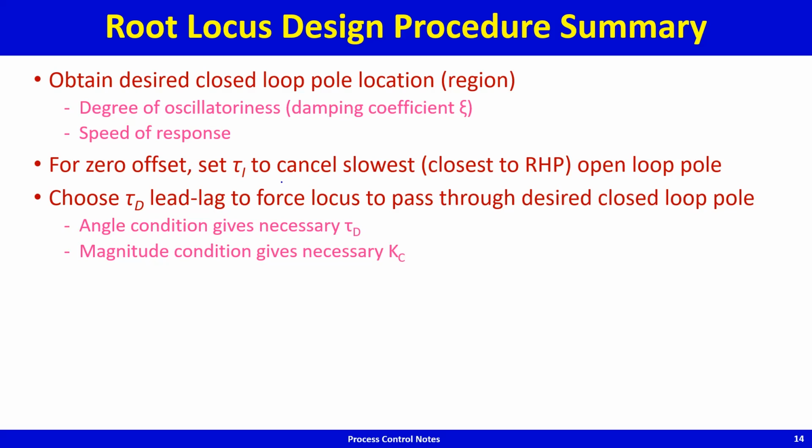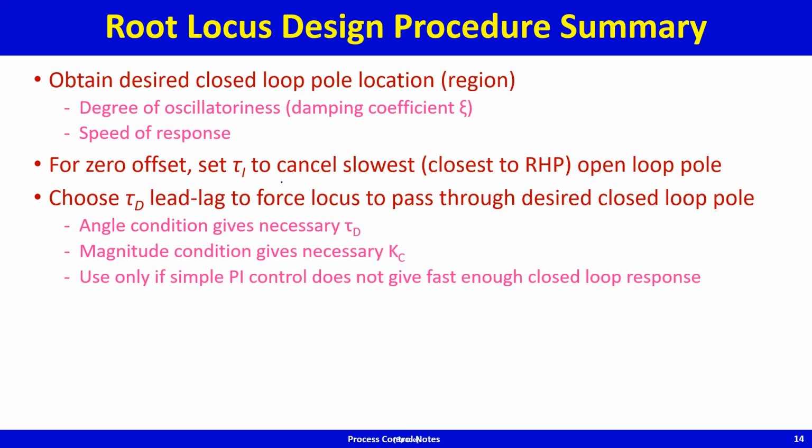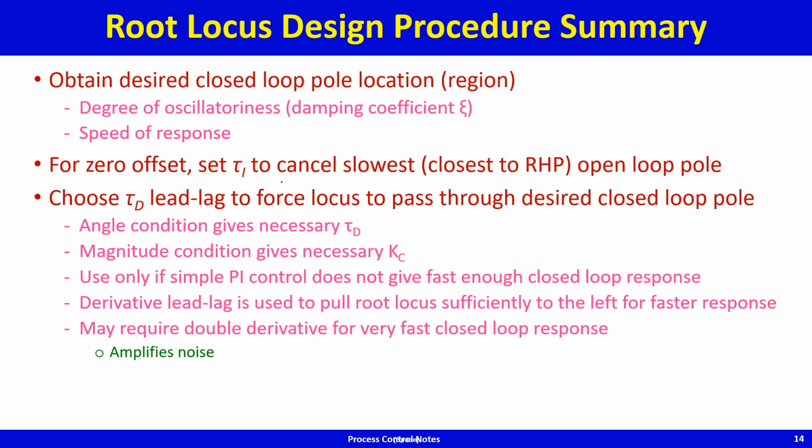Angle condition would give the necessary tau d, magnitude condition gives the necessary Kc, and of course you should put in this lead lag if and only if a simple PI controller does not give a fast enough closed loop response and you want the response to be speeded up significantly. The derivative lead lag is used to pull the root locus sufficiently to the left, and this pulling of the locus to the left actually gives a faster response.